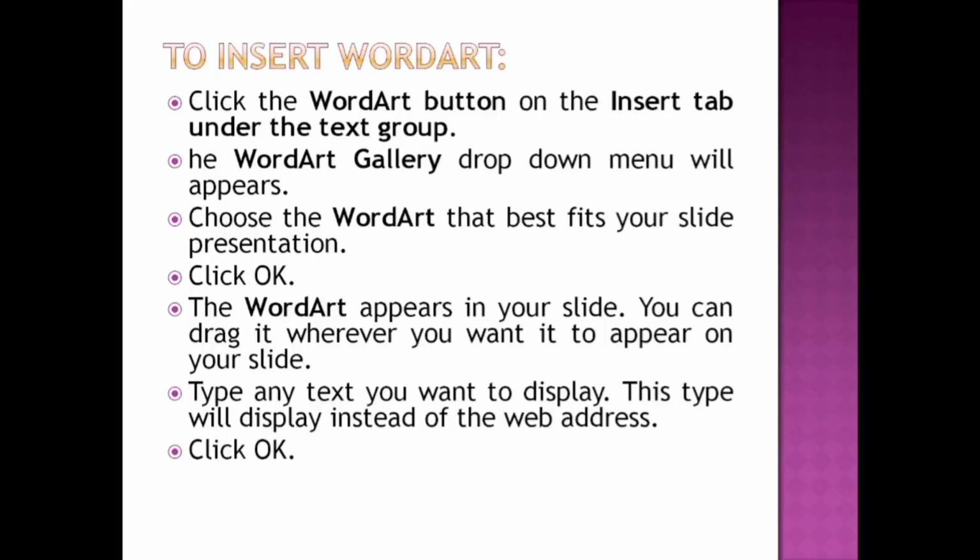Then click on the OK button once you get the suitable word art for your title or your text. The word art appears in your slide. You can drag it wherever you want it to appear on your slide. Here, type any text you want to display. Once you select the style of the word art, it will provide you an option to type the text that you want to display. This text will display instead of the web address. Then click on the OK button.